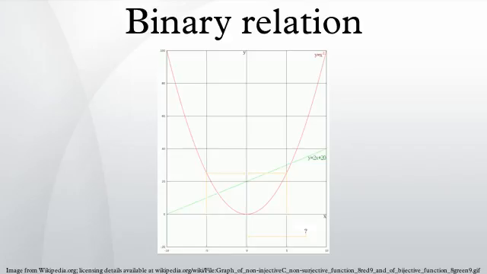The domain of a binary relation R is then defined as the set of all x such that there exists at least one y such that xRy, the range of R is defined as the set of all y such that there exists at least one x such that xRy, and the field of R is the union of its domain and its range.